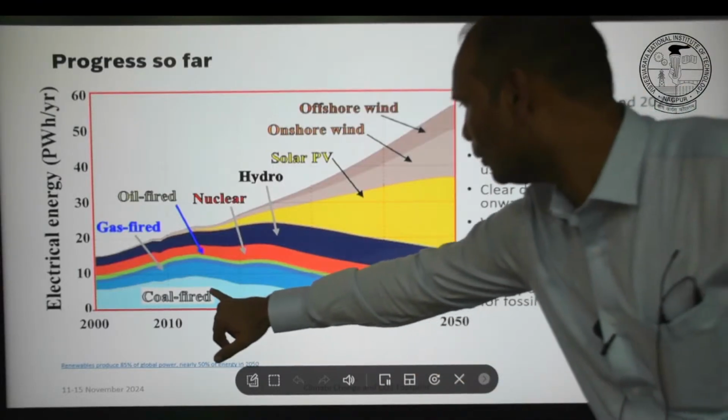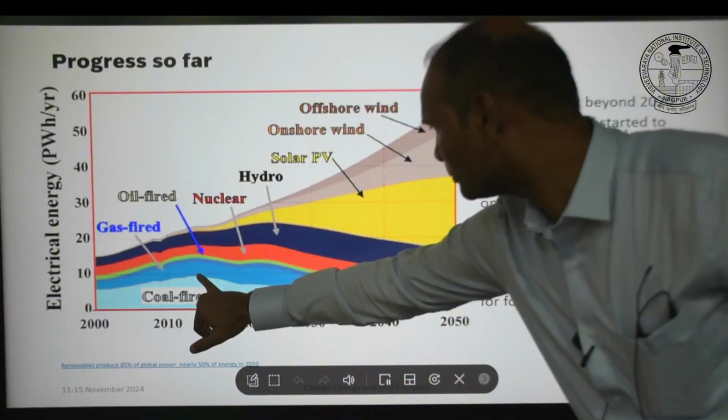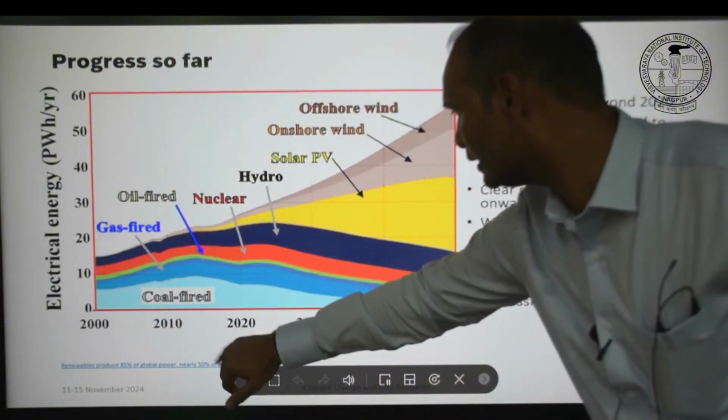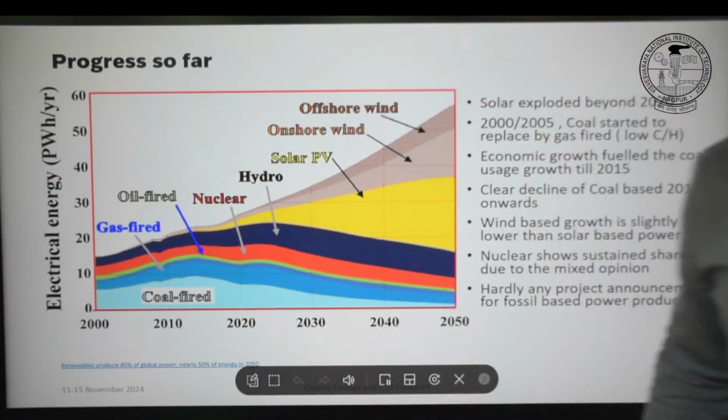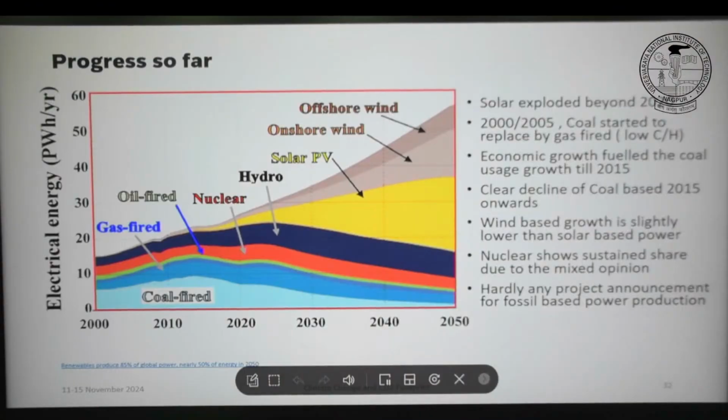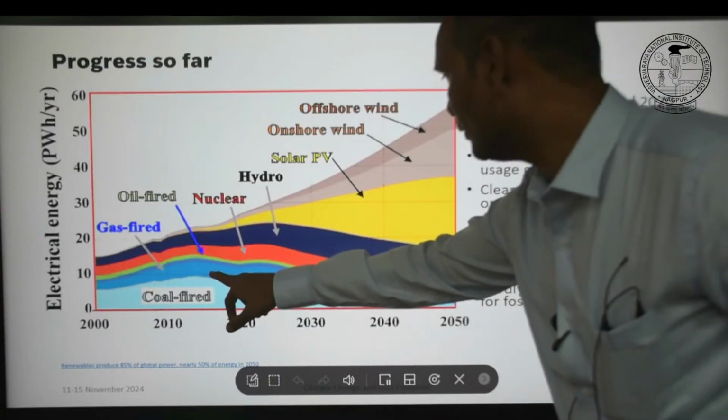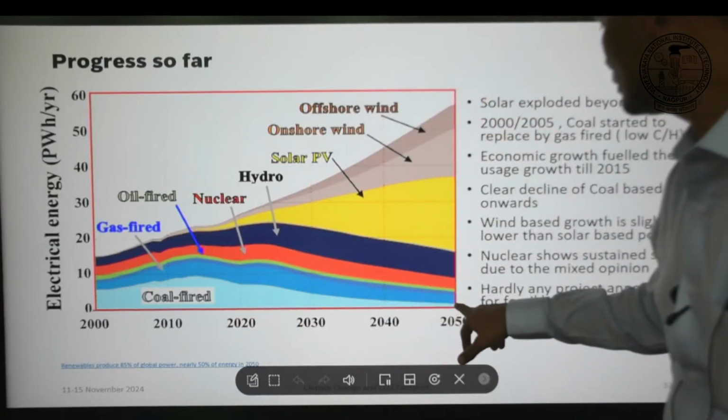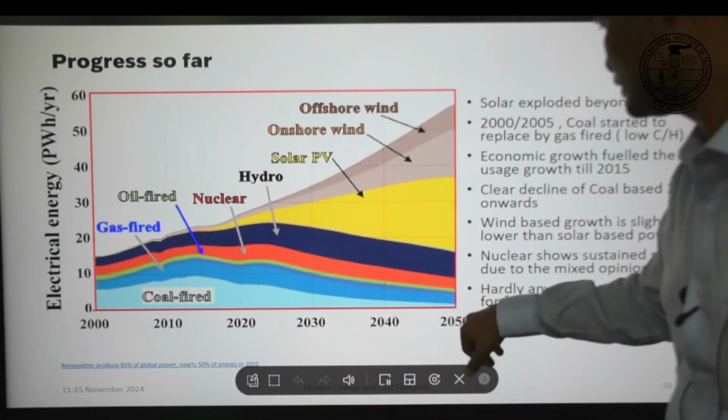You could see how coal peaked somewhere around 2012, 13. As I said, in the last 2-3 years, no big thermal power plants have been announced here in India, forget about the EU or the Western world. So coal is already going down. The target is to go to zero by 2070.